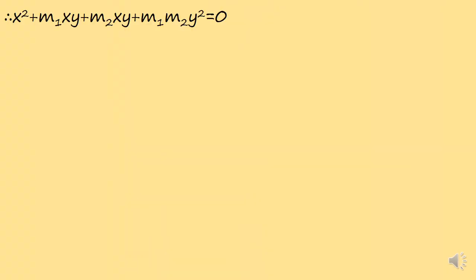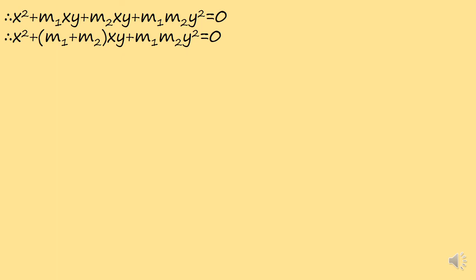And then opening the brackets and solving further, that is expanding the brackets, we get the equation as x square plus m1 xy plus m2 xy plus m1 m2 y square is equal to 0. You can multiply and see for yourself. Taking xy terms, two terms are there having xy. So bringing them commonly under one bracket, we get x square plus (m1 plus m2) xy plus m1 m2 y square.